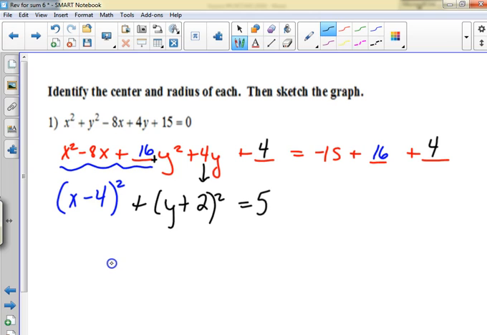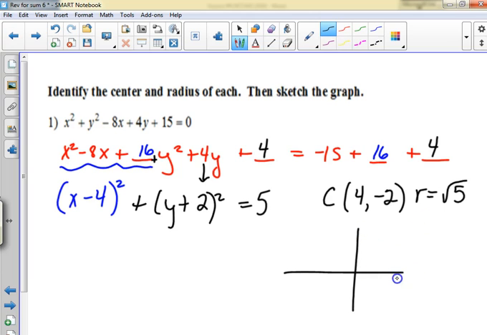Sketching a graph would be kind of icky, right? Because the radius is what? Anybody? What's the radius? Square root of 5, which is like 2 point something, right? So we'd go over to 4, negative 2, and go a little over 2, so we'd have an egg shape like that. Or a football or whatever.